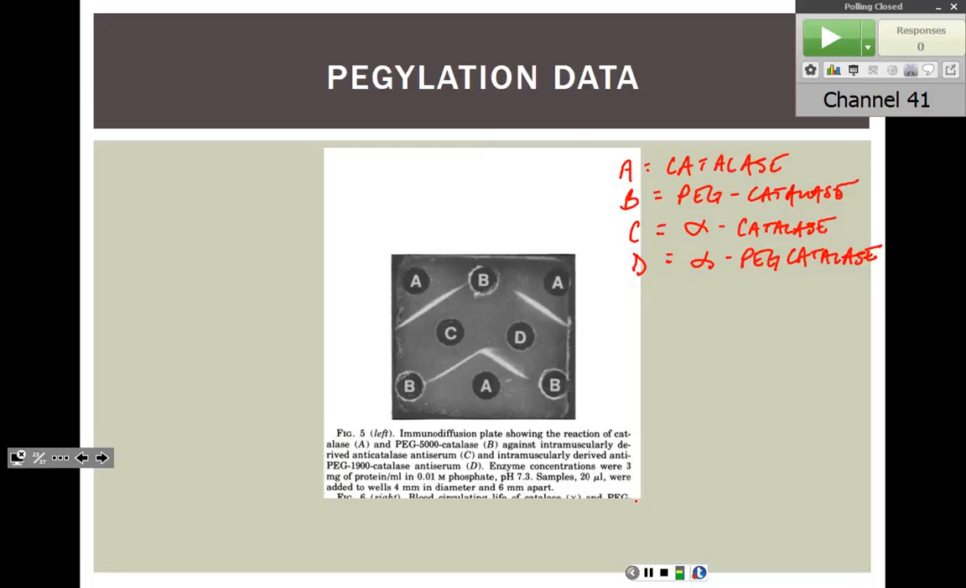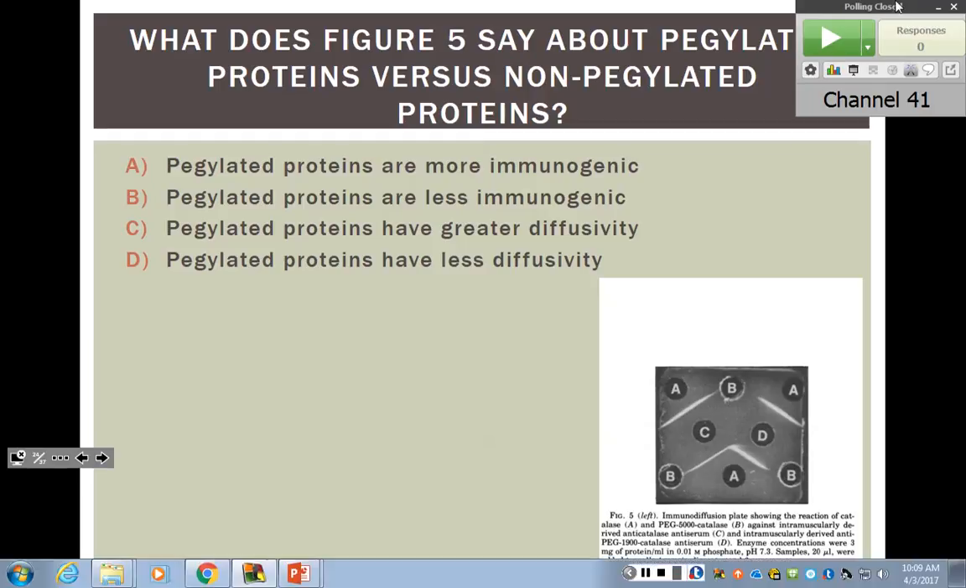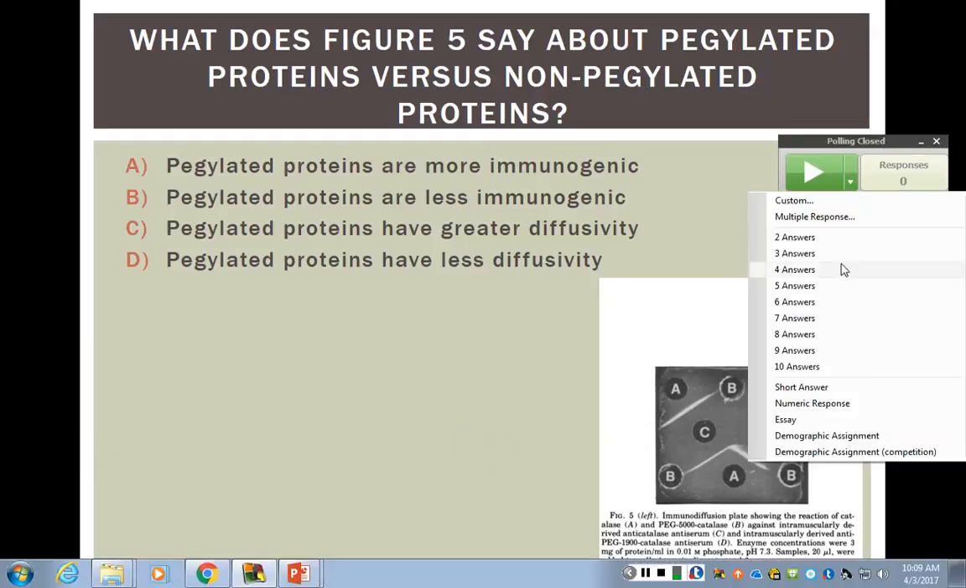So anytime one of these antibodies finds one of these other things that they're specific for, they'll form a big complex, and that complex is big enough to diffract light. And because it's big enough to diffract light, we can see where the reaction is actually occurring. And so these lines represent antibody-antigen recognition. Okay, so given that introduction, let me ask you this question. What does figure 5 say about pegylated proteins versus non-pegylated proteins?